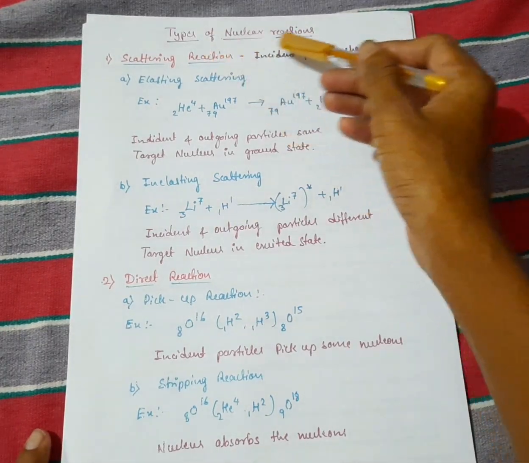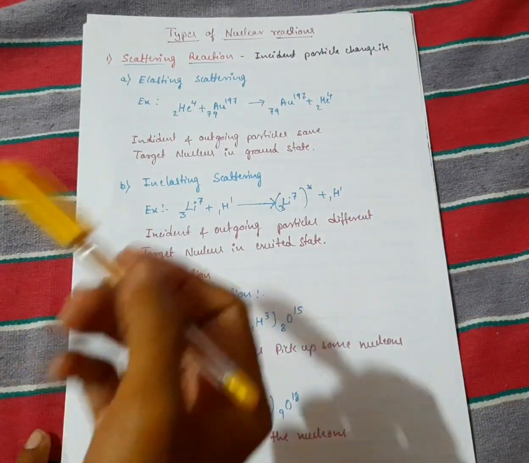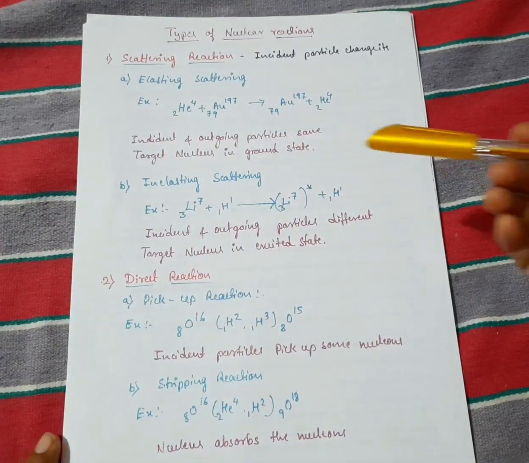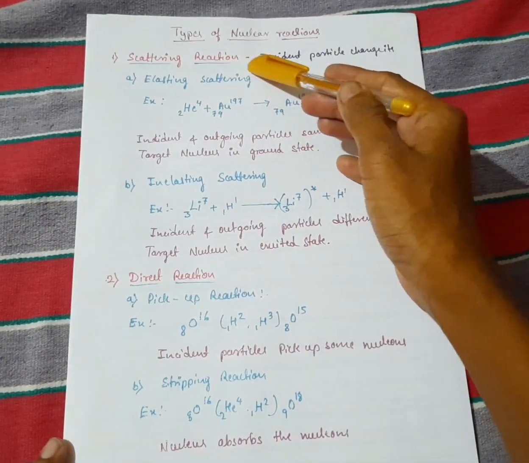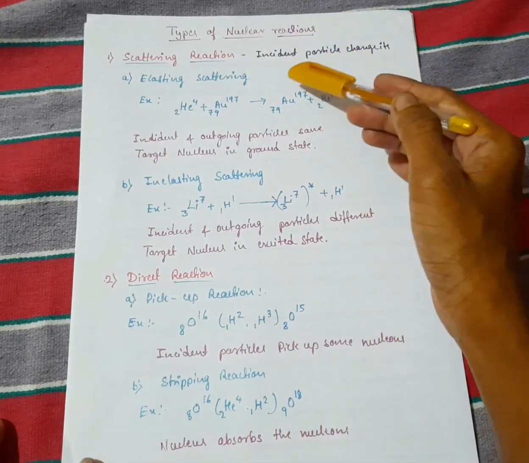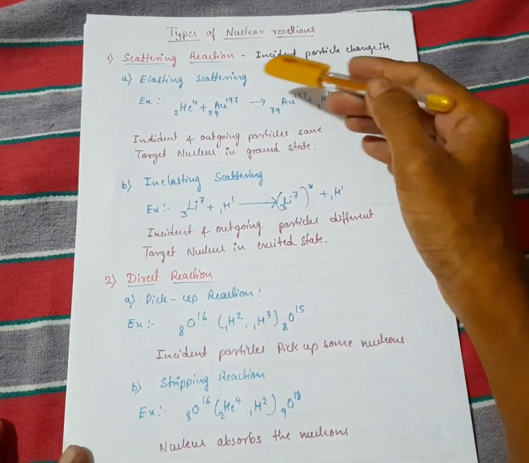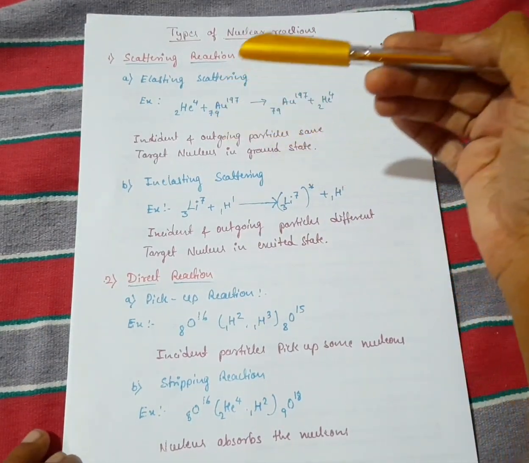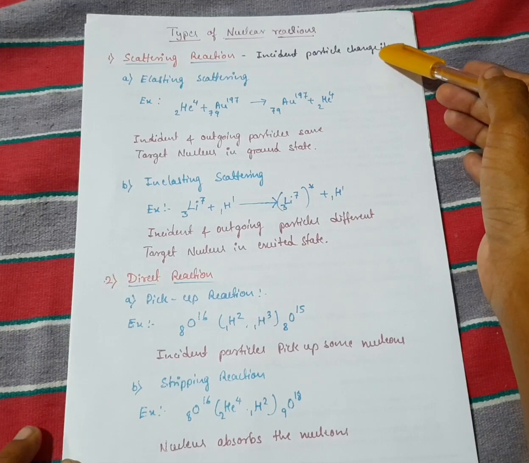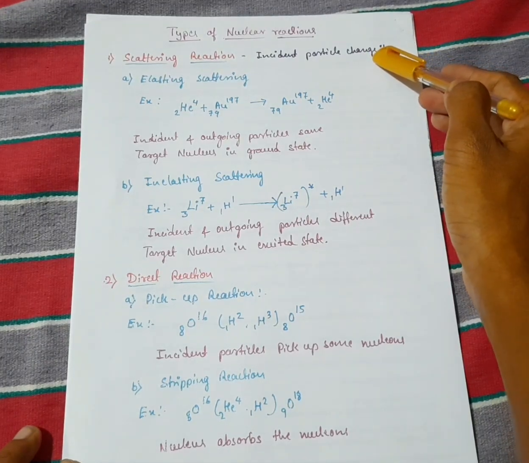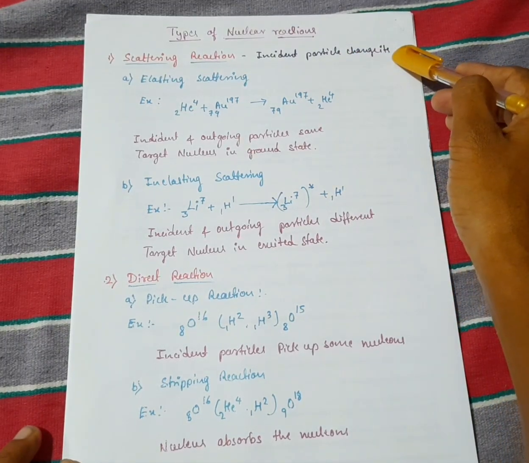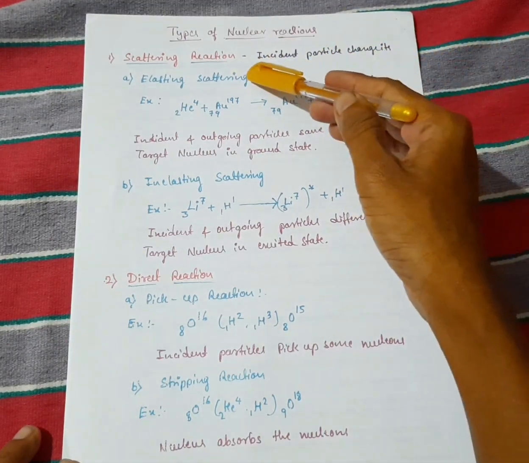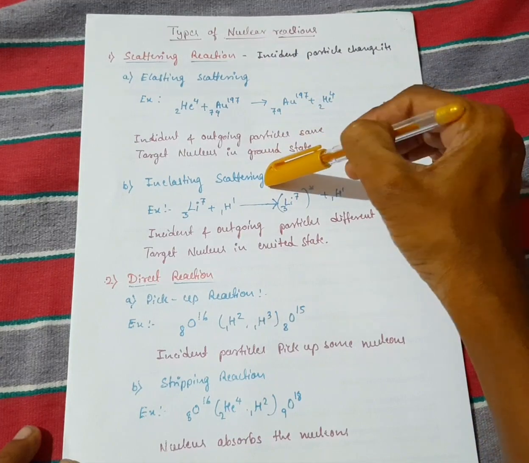So what are the types of nuclear reactions? We can see here there are three types. First one, scattering reaction. When the projectile or incident particle hits the target nucleus, if there is a change in its direction, then we can say that scattering has taken place. It may be elastic scattering or inelastic scattering.